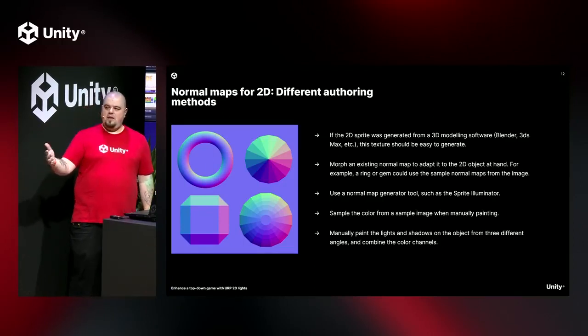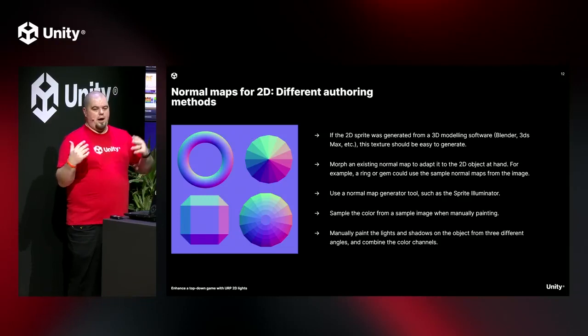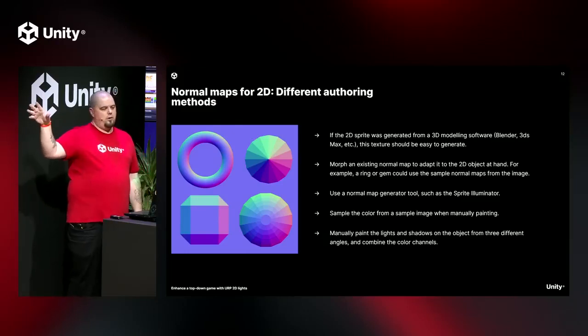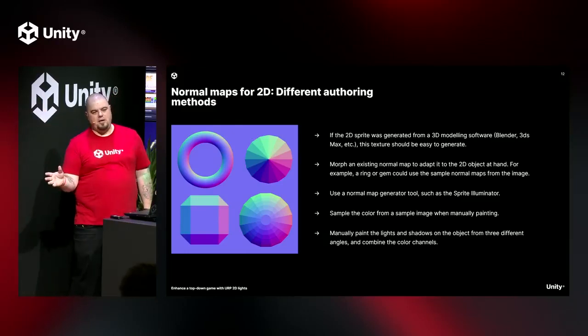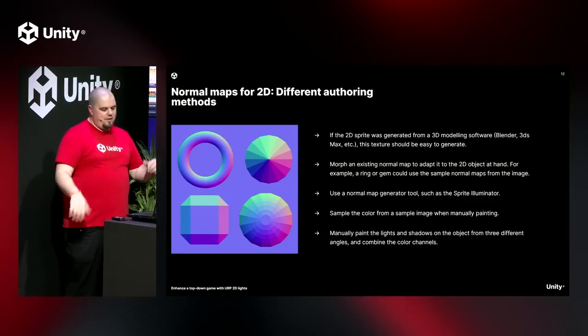Some of these, again, you need to look at what your team's skill set is, what their strengths are, and also what your resources are. Depending on what you need and your resources, that will dictate which one of these you want to use. Some of them are more time consuming, some of them are a little faster. But again, just look at what works best for your team to get the best normal map possible.